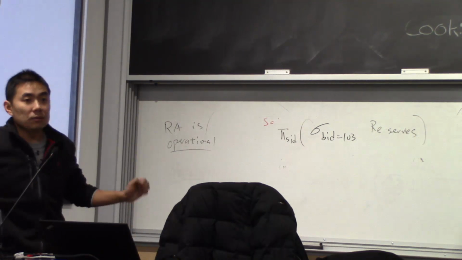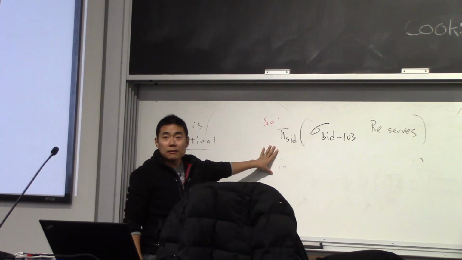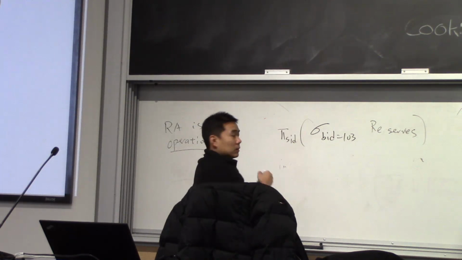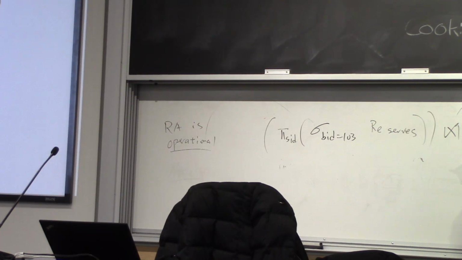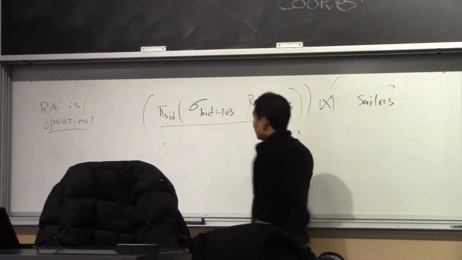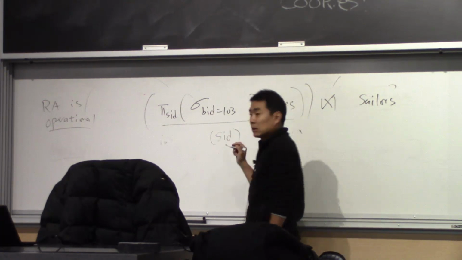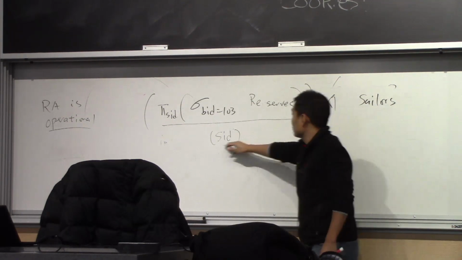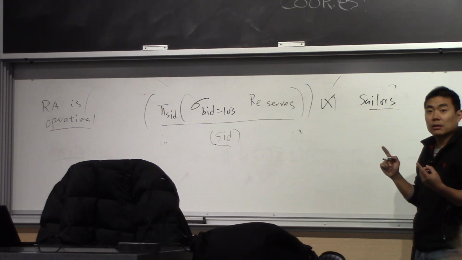You may immediately make another observation, which is that this does not give me a sailor name, but what if I take the output of this, the sailor ID, and then I do a natural join with sailors. So what is the schema for this relation here? The schema here is only SID, right? Because I do the projection. And what is the common attribute between this and sailors? Well, that's just SID. Does that make sense?